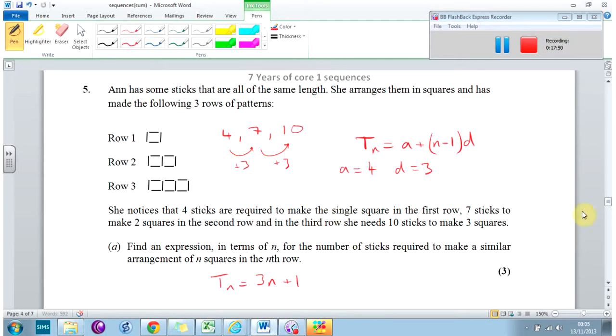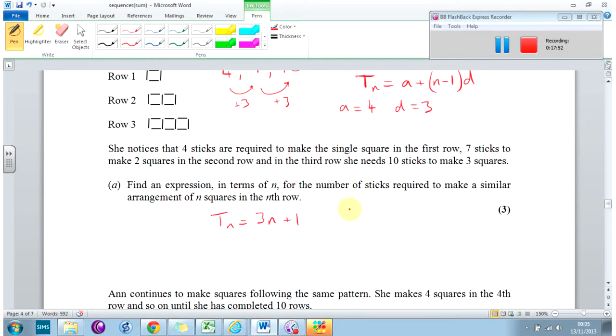In which case you would have had this. You would have had the nth term is 4 plus n minus 1 times 3, which you should probably have simplified because it's useful to have a simpler version of it, and that gives you 3n minus 3, which works out to be 3n plus 1. So it doesn't matter which way you do it, you get the same answer.